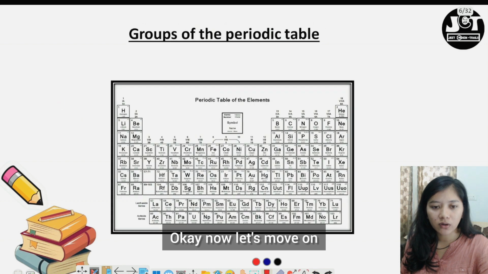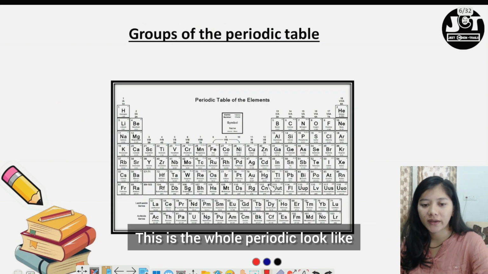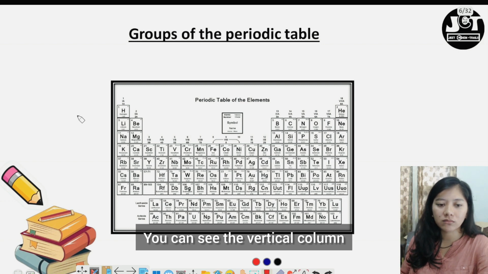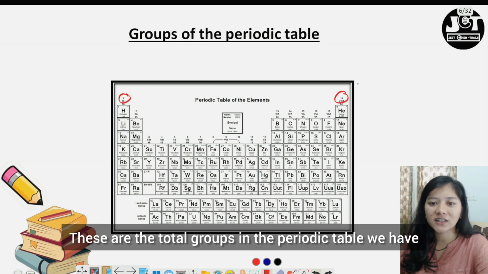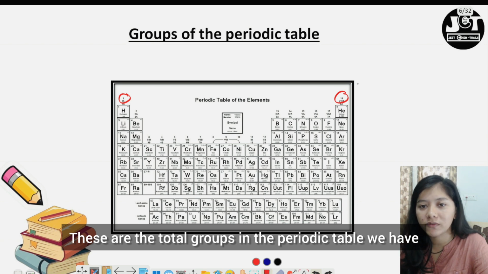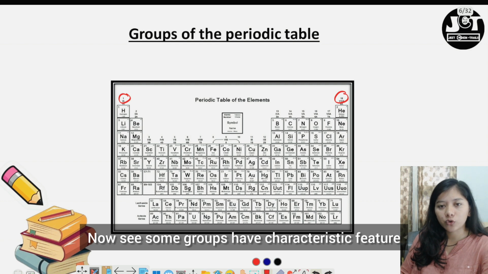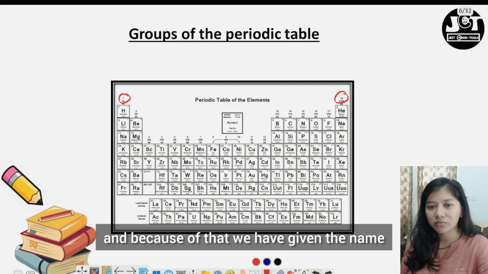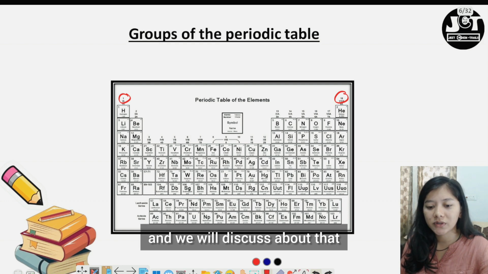Okay, now let's move on. We have the groups of the periodic table. This is what the whole periodic table looks like. You can see the vertical columns. They start from 1 and end with 18. These are the total groups in the periodic table, total 18 groups. Now, some groups have a characteristic feature, and because of that we have given names to some of these groups, and we will discuss that.